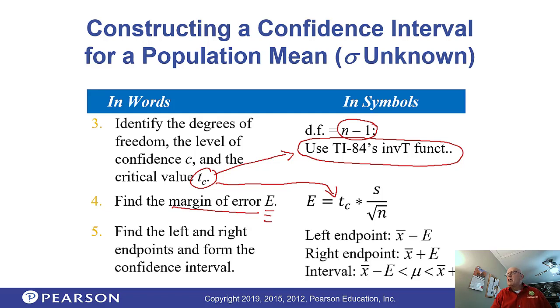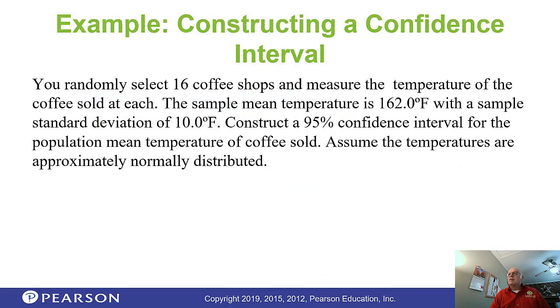Those big E's are added to and subtracted from the actual mean for the distribution. That gives you the interval, x bar minus E to x bar plus E. That's your confidence interval for whatever percentage you need. So here's an example, and here's one way of working it.